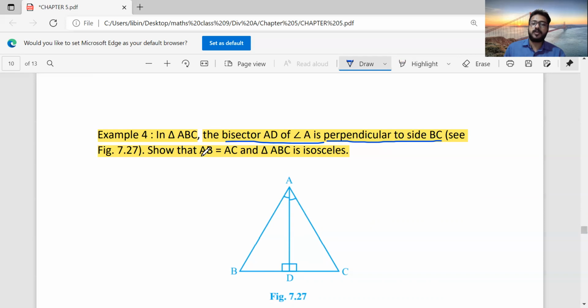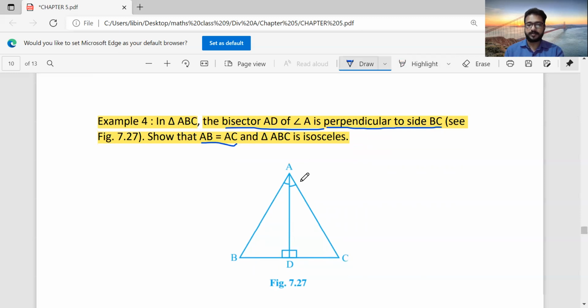We want to prove AB is equal to AC. And one more thing, in triangle ABC, what happens if AB is equal to AC? Then what can we call this triangle? We can call this triangle isosceles. So our prime importance should be showing that AB is equal to AC. Let us see how we can prove it.